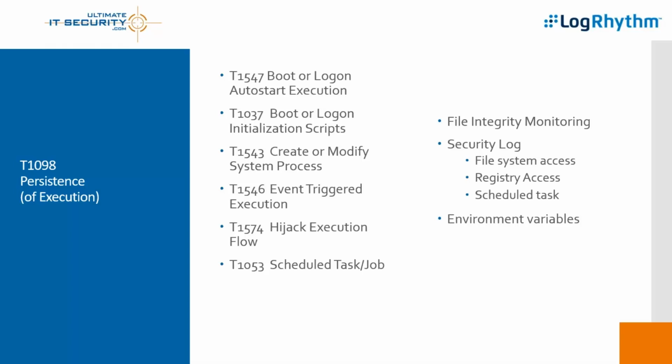From the security log, it requires that we're doing file system access auditing on important files like autoexec.bat and similar logon script files in the sysvol share of domain controllers. Of course, absolutely registry access, because that's where, in terms of sheer number of different ways you can get persistence, you have the lion's share. Monitoring scheduled tasks, even looking at environment variables.